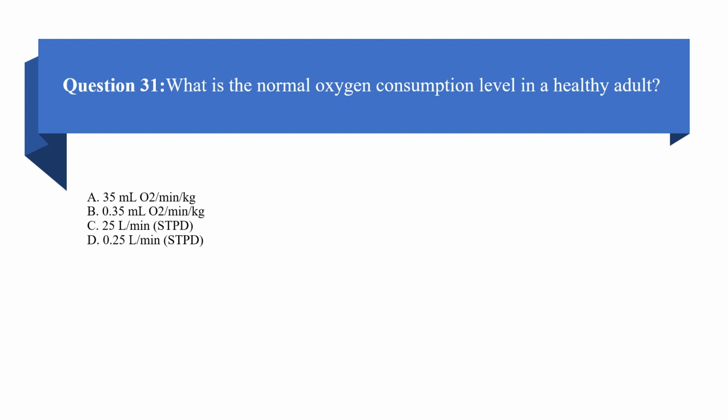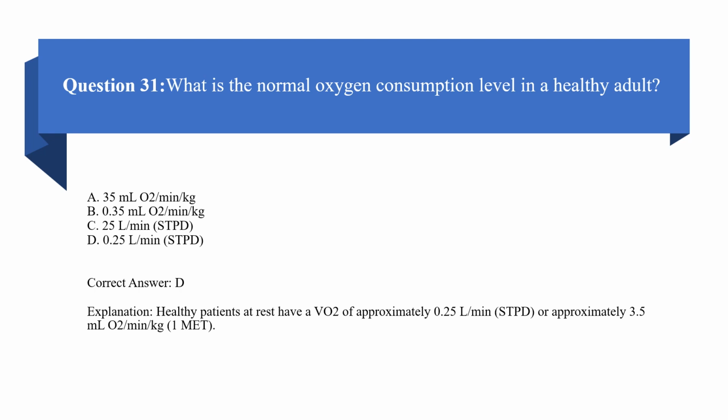Giving you a second to think this one through. Maybe get it out of your memory banks. Correct answer is D as in David. And the explanation is straightforward. Healthy patients at rest have an oxygen uptake of approximately 0.25 liters per minute, STPD, or approximately 3.5 mLs of oxygen per minute per kilogram, also known as 1 met.